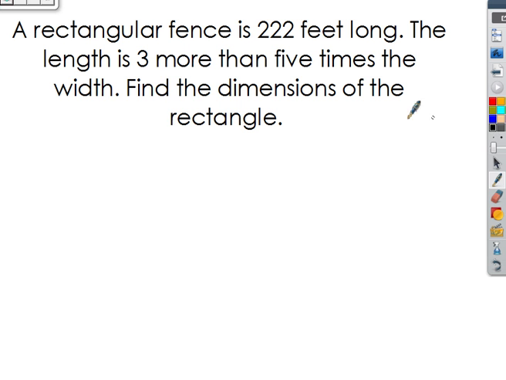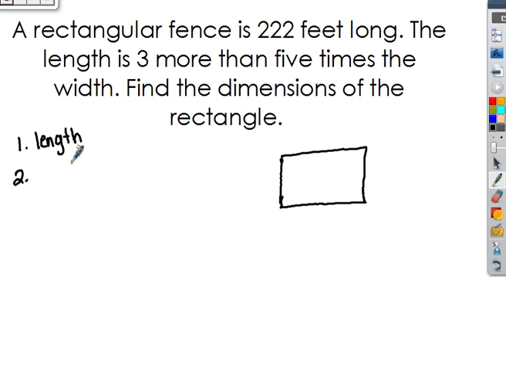Alright, so I've got a rectangular fence. So I'm going to draw a picture. And it talks about 2 different pieces of information. It talks about a length and it talks about a width. It tells me that the whole fence is 22 feet long. It tells me that the length is 3 more than 5 times the width.